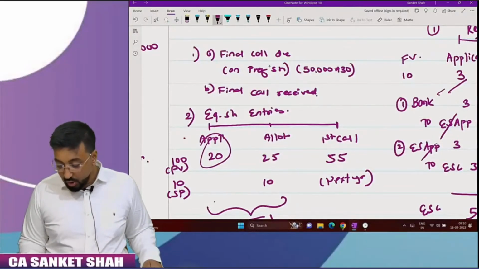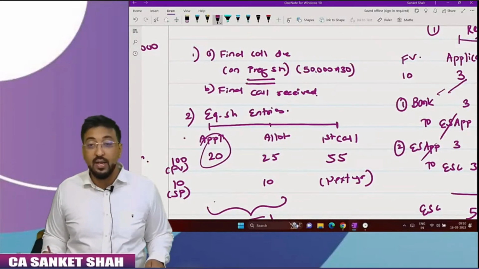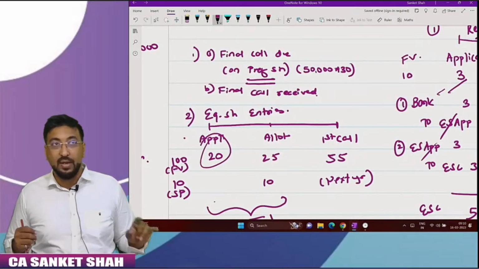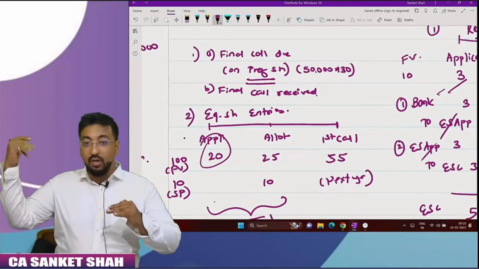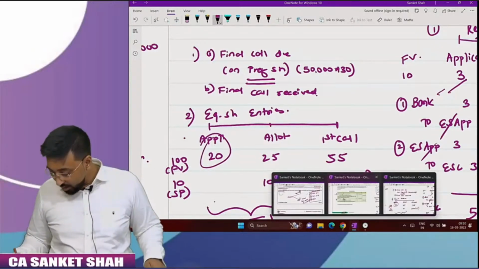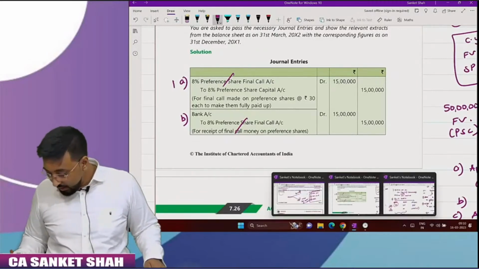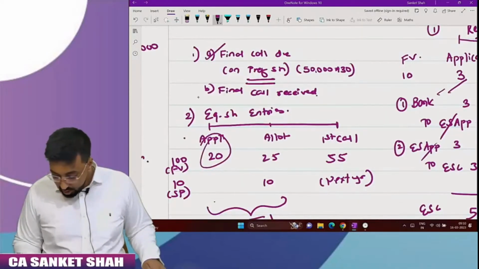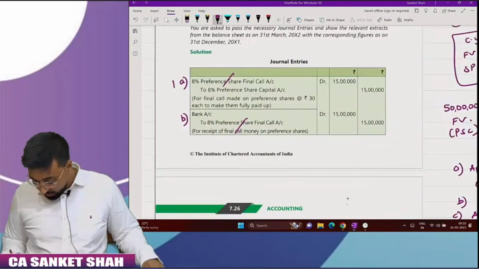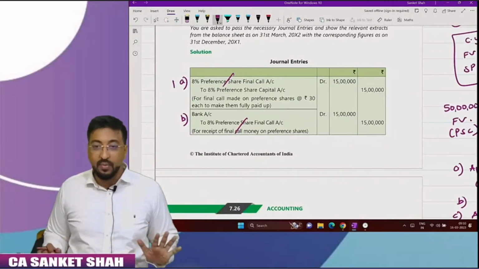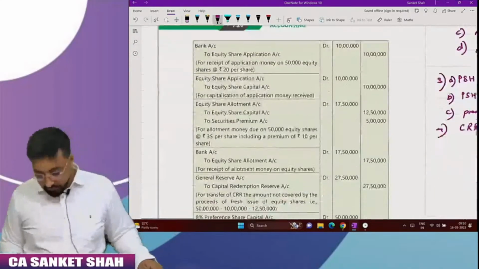Final call due on preference shares. So what is the entry? Final call due: preference share final call account debit to preference share capital. Capital will get increased, and final call is a debit. Okay. Then final call received: bank account debit to final call. Final call is a temporary account. Over. We cancelled it.